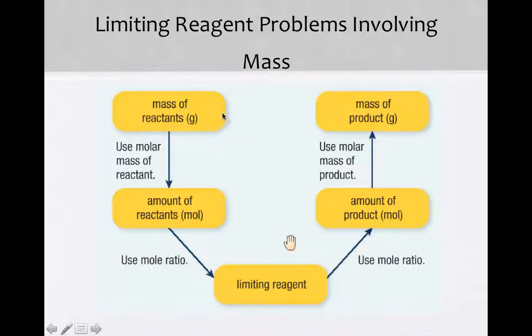So first, we need to convert those masses using the molar mass to an amount of reactants, using n is equal to mass divided by molar mass. From there, we're going to use mole ratios to identify our limiting reagents, just like we did in our last lesson. The limiting reagent will determine how much product will be generated. So we're going to use the limiting reagent and mole ratios to convert and identify how much product will be made. And once we know the amount of product, we can use the molar mass of that product to identify the mass of it that will be generated.